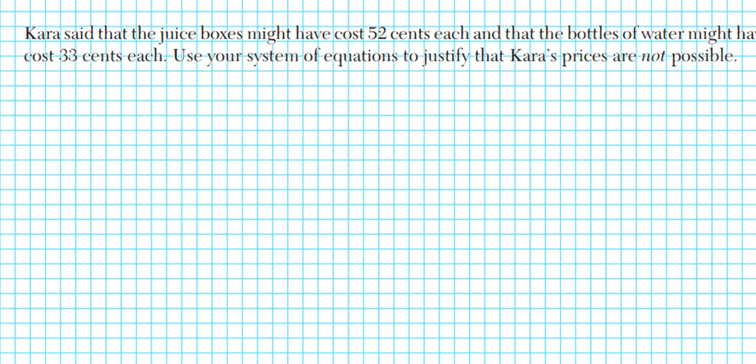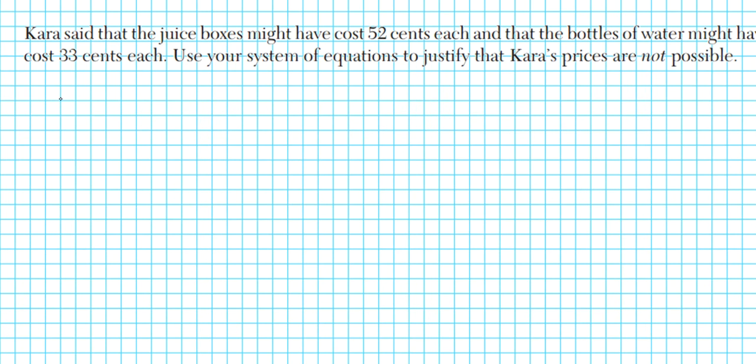Alright, let's take a look at the B part. It says, Kara said that the juice boxes might have cost 52 cents each and that the bottles of water might have cost 33 cents each. Use your system of equations to justify that Kara's prices are not possible. Okay, so we have a system of equations. Whatever solution is proposed has to satisfy both equations in order for it to be a solution.